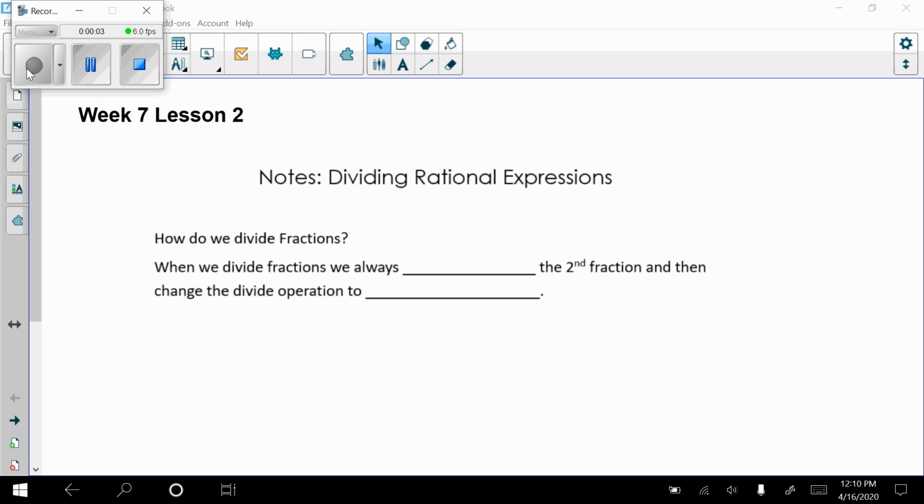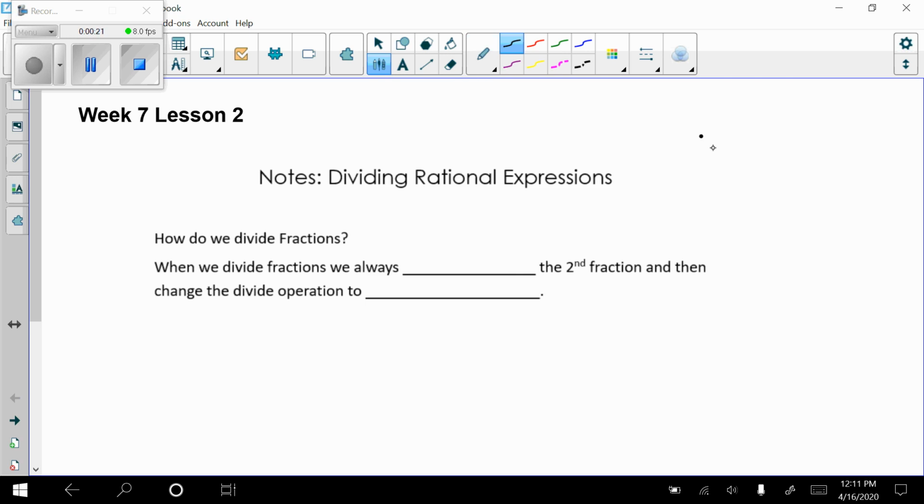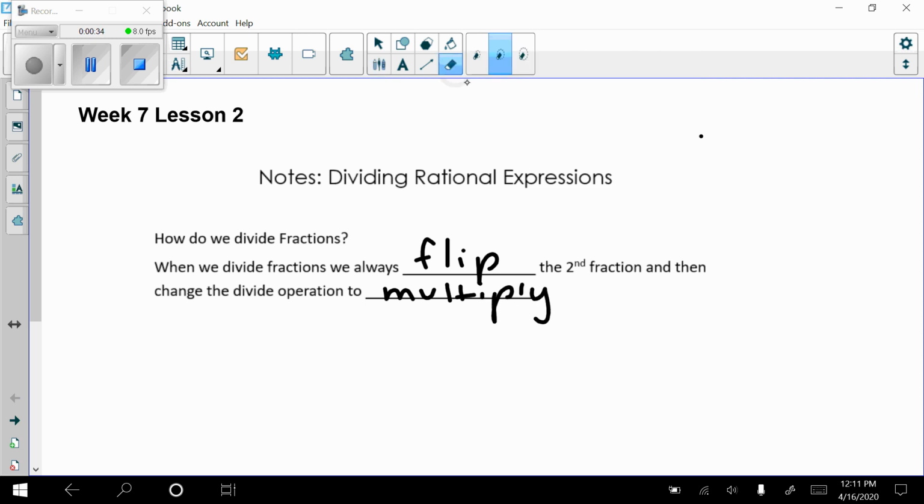Hello again. Hope you had some success with multiplying rational expressions because now we're going to look at dividing rational expressions. It's actually very similar to multiplying, but with dividing, we always flip the second fraction and then we actually are changing division into multiplying. So in the last lesson, we were multiplying fractions. This time when we're dividing, we're going to change it into multiplying.